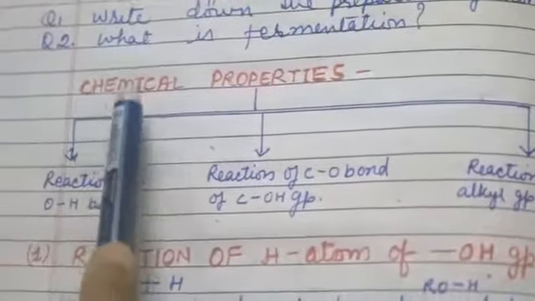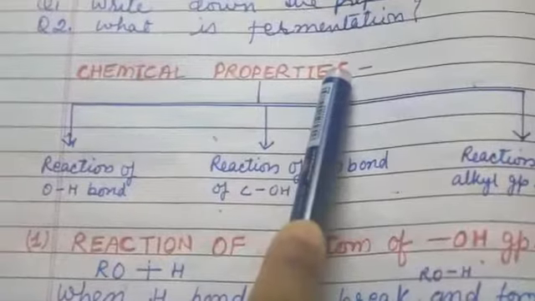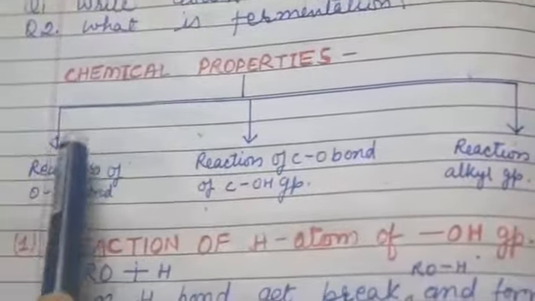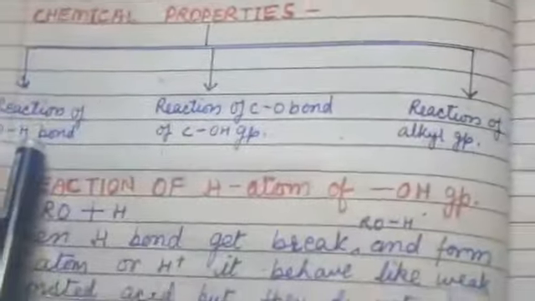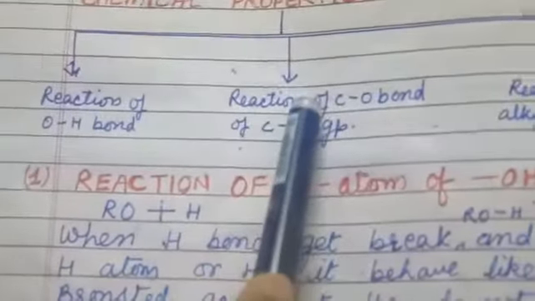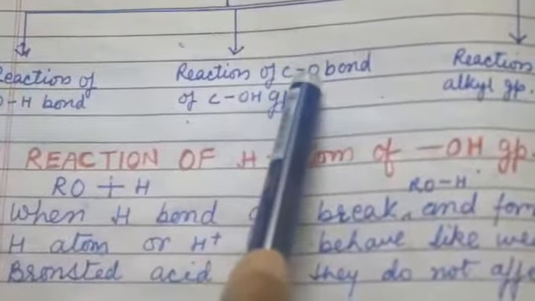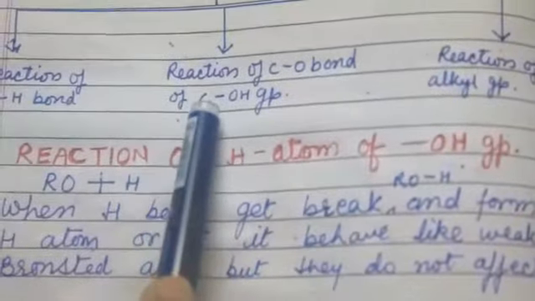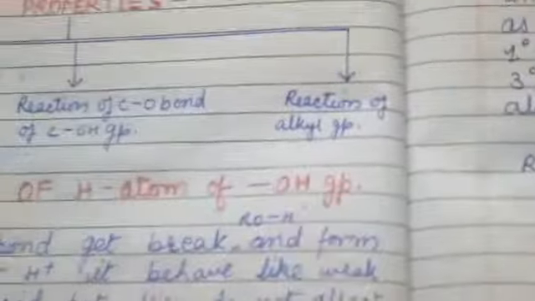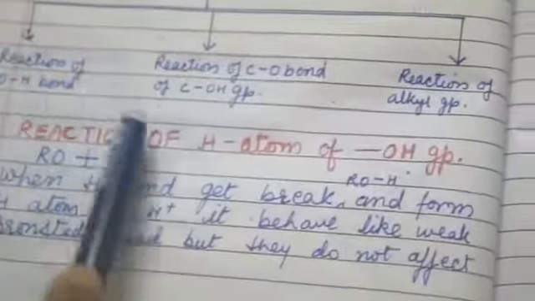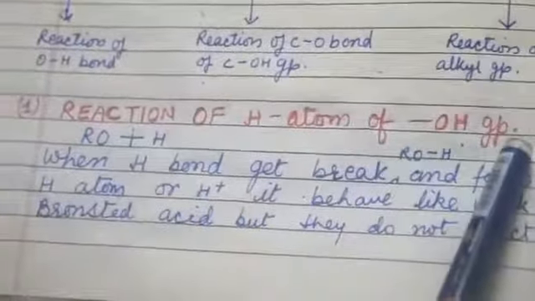Hello student, today my topic is chemical properties of alcohol. It is categorized into three parts. First is reaction of the oxygen hydrogen atom, second is reaction of the C-O, that is carbon oxygen bond of the C-OH group, and third is reaction of the alkyl group. First is reaction of the H atom of the OH group.